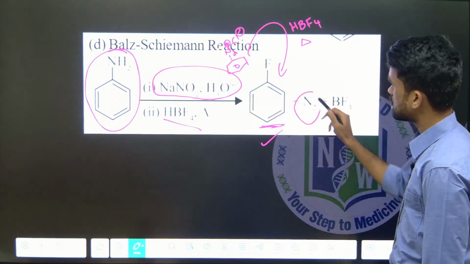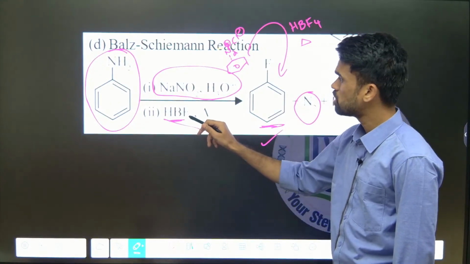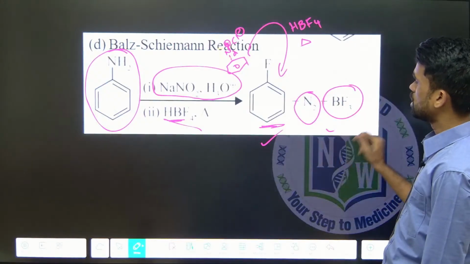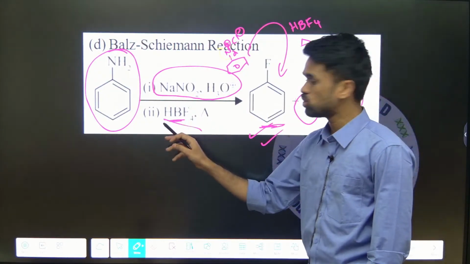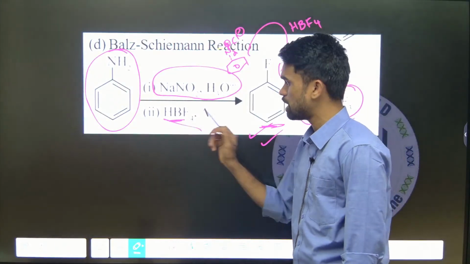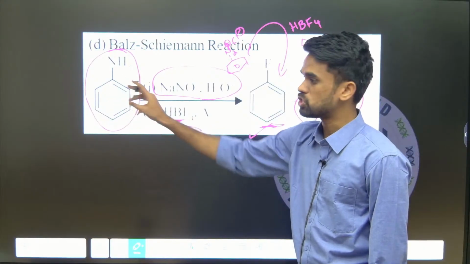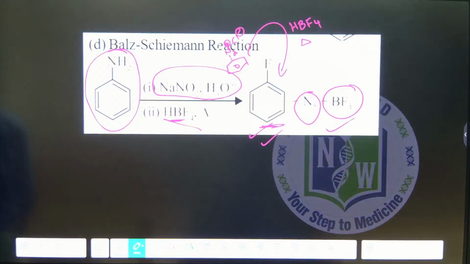Okay, N2 gas is released, and then from HBF4, one fluorine is coming here, and the remaining BF3 will be written like this. Okay, yeah. So what is the product? Fluorobenzene. What is the reagent used? HBF4. And then what is the name of this reaction? Balz-Schiemann reaction. Okay, these are the points to be remembered here from the discussion.